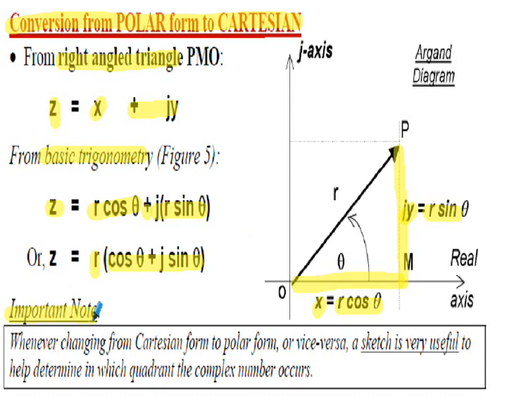An important note is that whenever you're changing from Cartesian to polar form or vice versa, a sketch is very useful to help determine in which quadrant the complex number actually occurs. Students often make mistakes in working out angle theta because they don't realise that the phasor is actually not in the first quadrant, it's in, say, the third quadrant or the fourth quadrant.